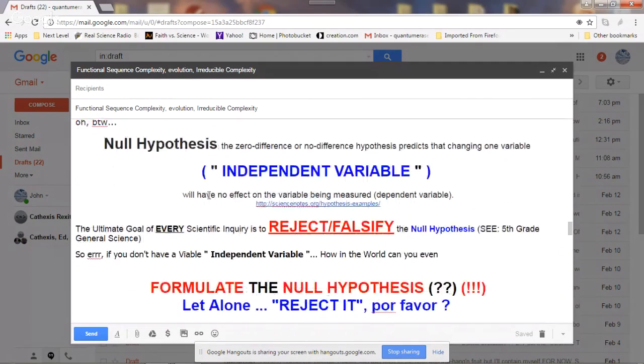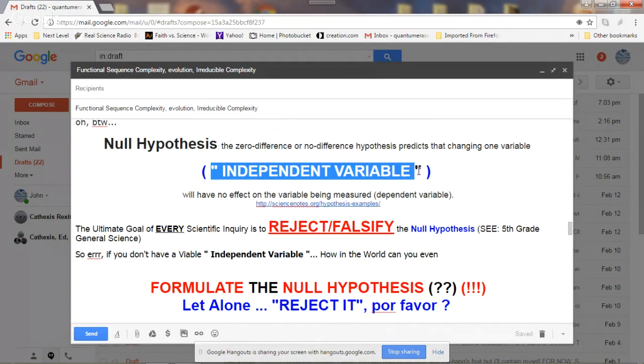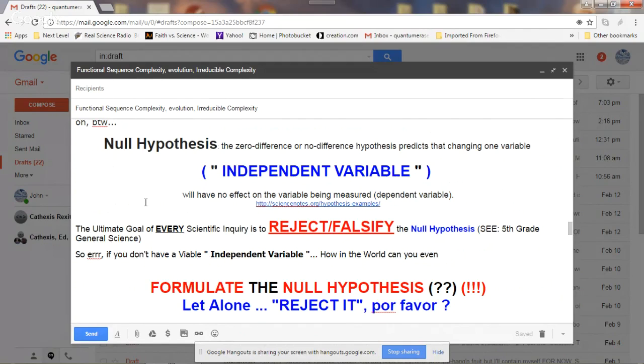Oh, by the way, the null hypothesis is the zero difference or no difference hypothesis. It predicts that changing one variable, the independent variable, will have no effect on the variable being measured, the dependent variable. Where have we heard that before?